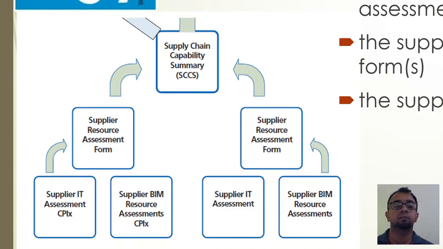This explains the basic process. You can see that the supplier IT assessment form and supplier BIM resource assessment form are combined, they feed into the supplier resource assessment form, and the supplier resource assessment form will feed into the supply chain capability summary. And this is also coming from Mervyn Richards. Thanks, Mervyn. So it's a good representation of the process.